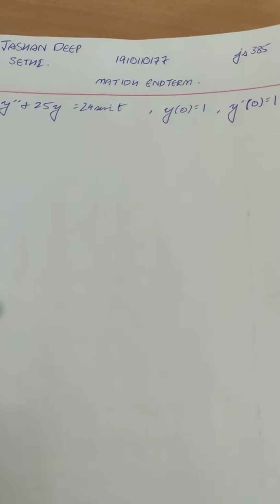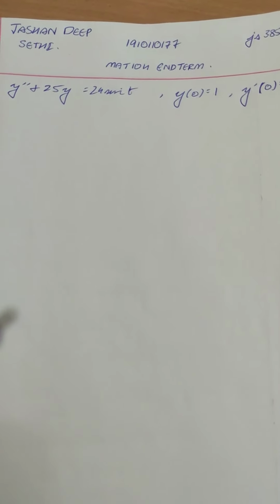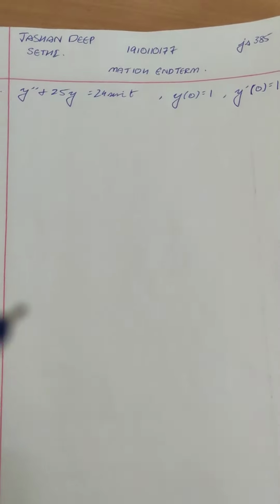Yes, so the given ODE for the mass spring system is this. Let me just focus it. Yes, so the given ODE is y double dash plus 25y equals 24 sin t. And we have been asked to find the solution as well as plot the graph for the solution curve.